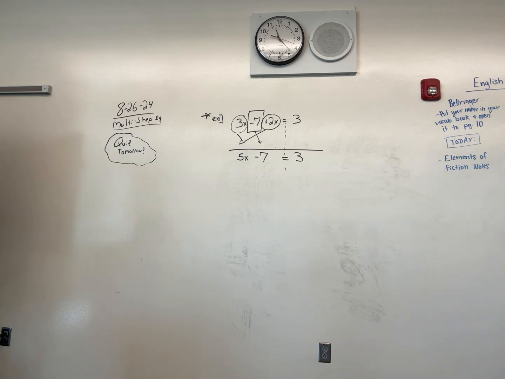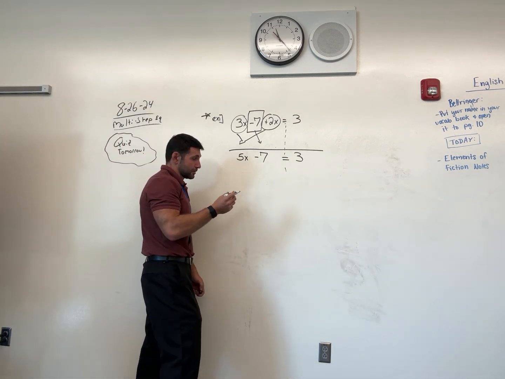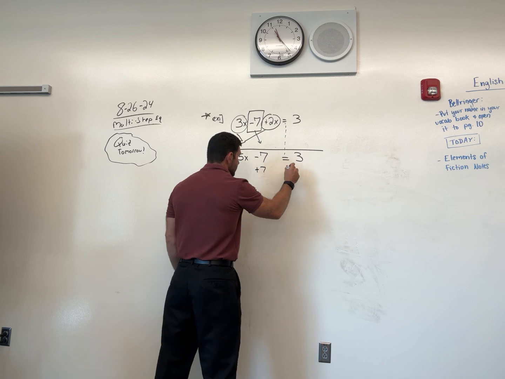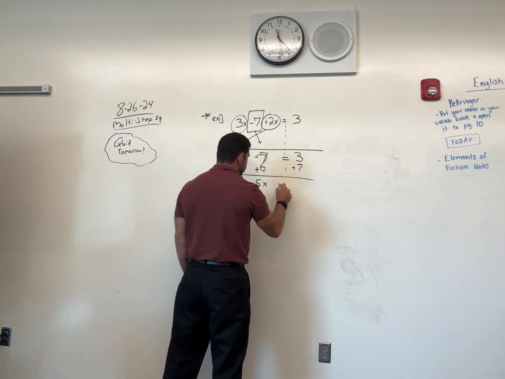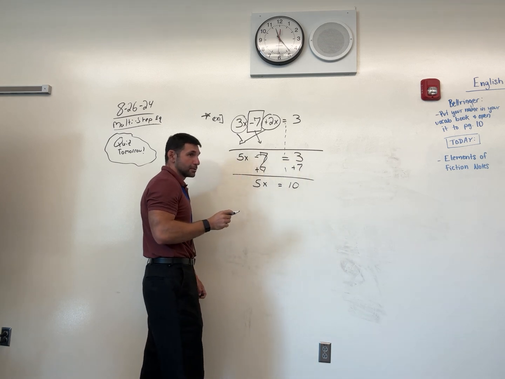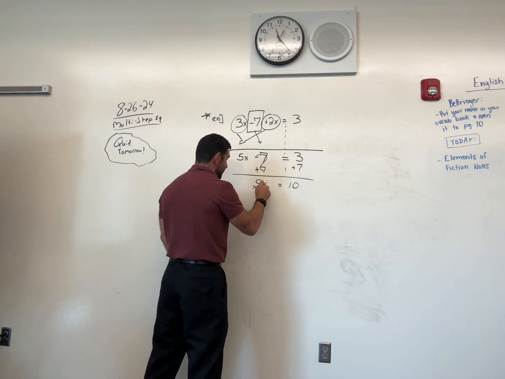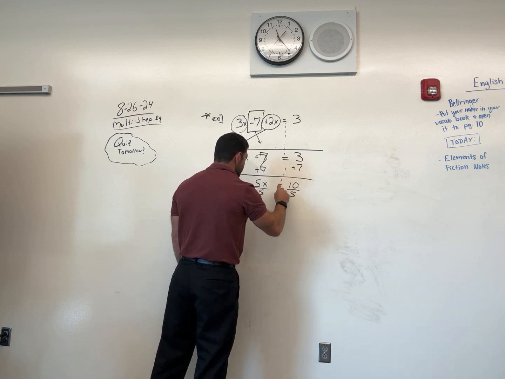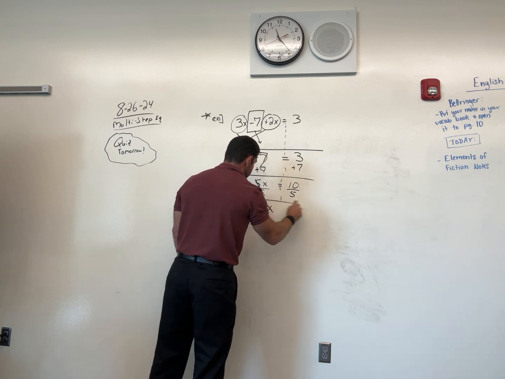Okay, here we go. Cooper, what do I do? Add 7 on both sides. Very good. That leaves me 5x equals 10. Ella, what do I do? Divide both sides by 5. Good, because this is multiplication, so the inverse is division. That's the additive inverse. This is the multiplicative inverse.